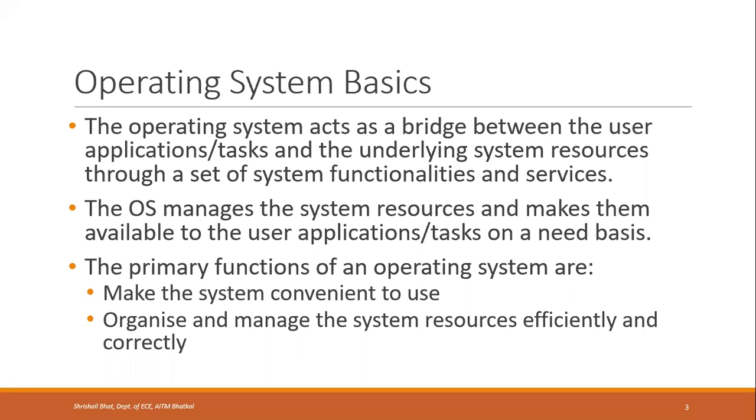The primary functions of an operating system are: make the system convenient to use, then organize and manage the system resources efficiently and correctly. To make the system convenient to use, among the different components that you have connected to the system, different IO devices, different memory resources, you have to make the system convenient to use, then organize and manage the system resources efficiently and correctly. So these are the primary functions of an operating system.